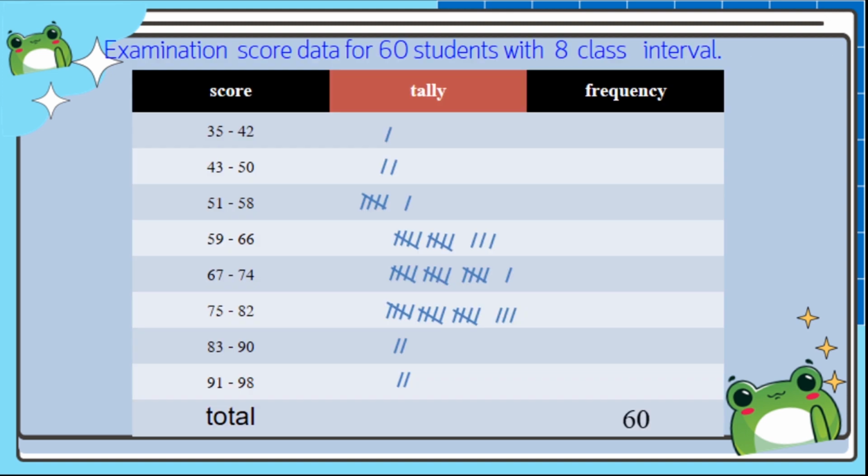And in the final step, count the number of tallies and fill in the frequency column. For the first row, 1, the second row, 2, the third row, 6, 13, 16, 18, 2, and 2. So that completes these 3 columns of the frequency distribution of scores.